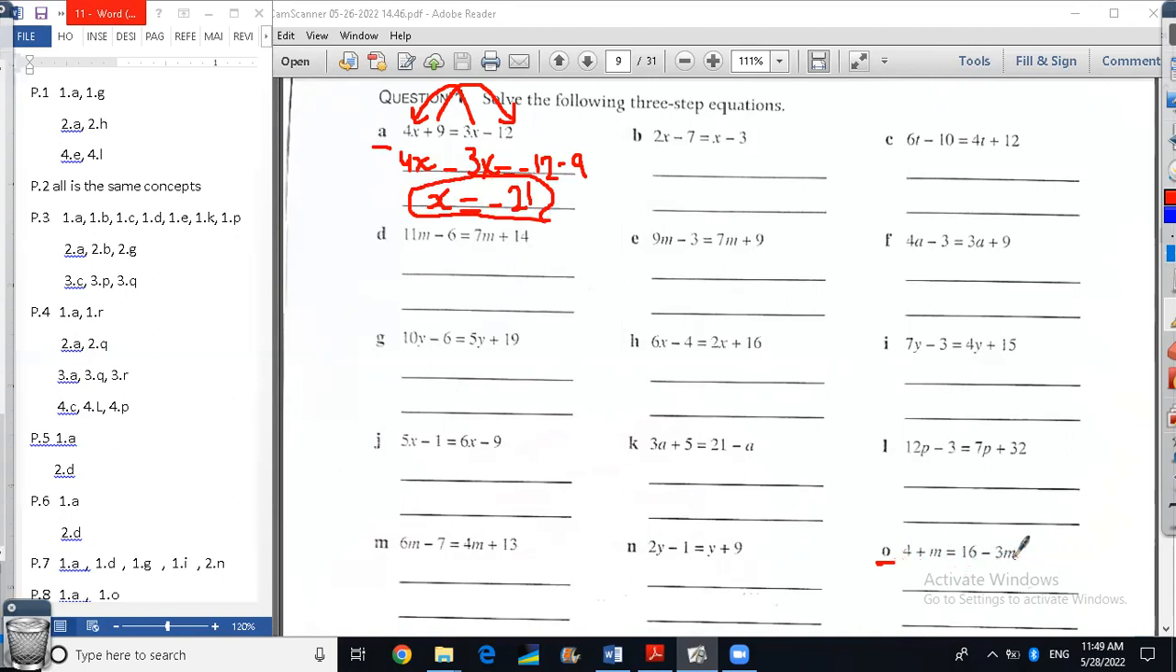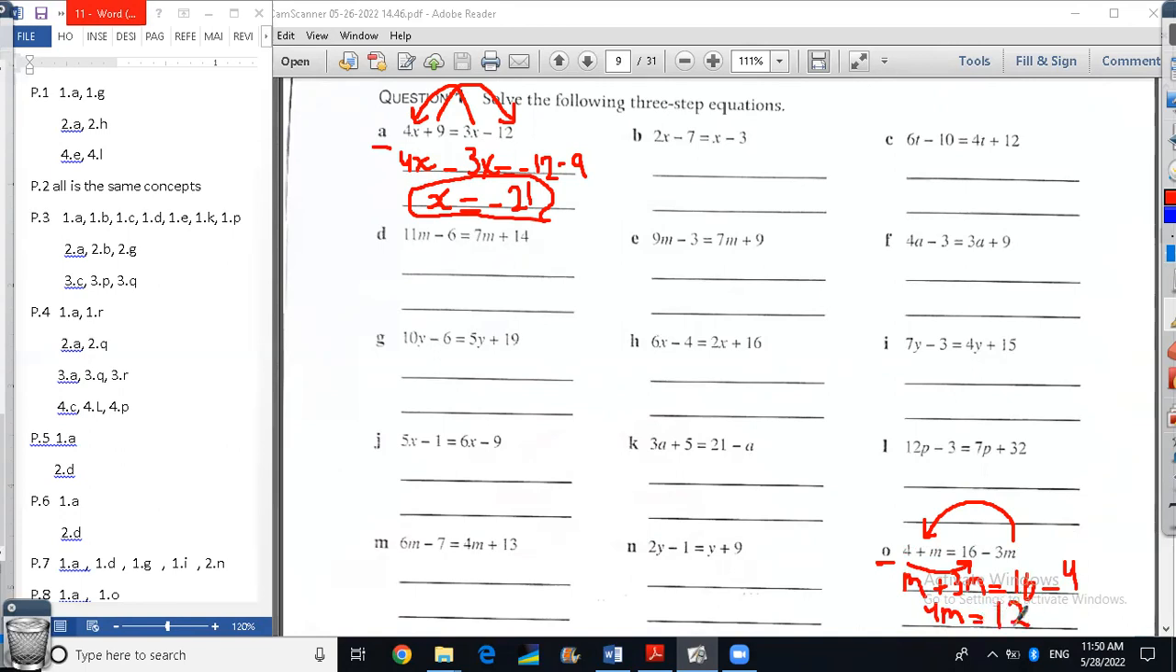Oh, the same thing exactly. We need the m's to be together. We need the numbers to be together on the right side. Okay, so m stays the same here. Minus 3m becomes here plus 3m. Here equals 16 stays in the same place. Positive 4 becomes negative 4. And now m plus 3m is 4m equals 16 minus 4 is 12.